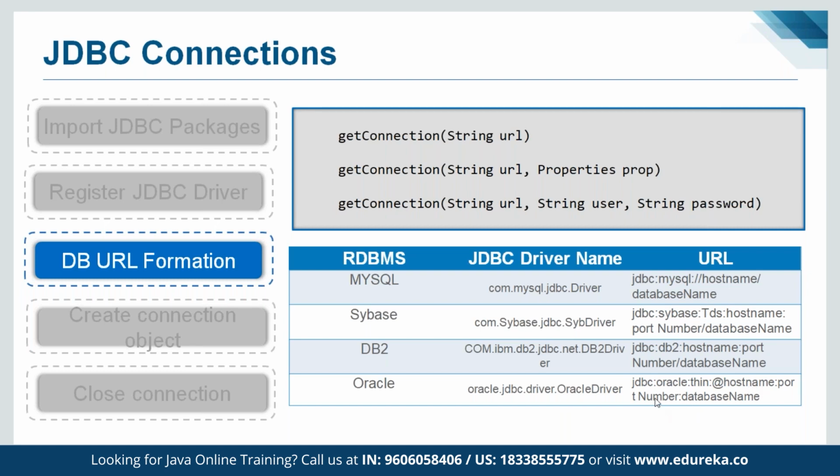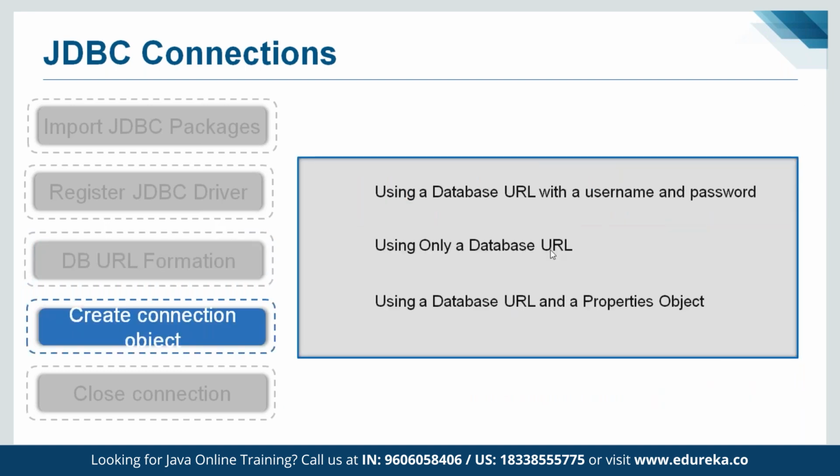I told you what a port number is. Mouse is connected to the mouse port. Printer is connected to the printer port. So to identify the application, port number, database name, XE is the database name or service. Once you get that, we can make a connection using a database URL with a username and password. Only with the database URL, there are different ways you can connect. We will see the first one.